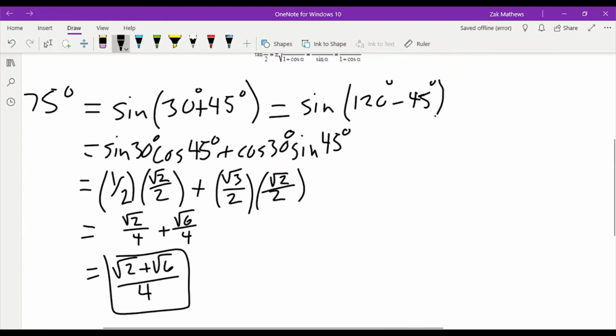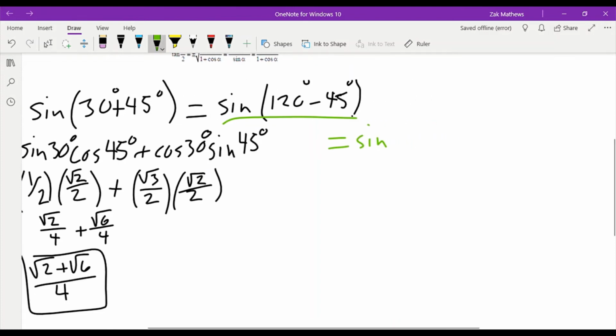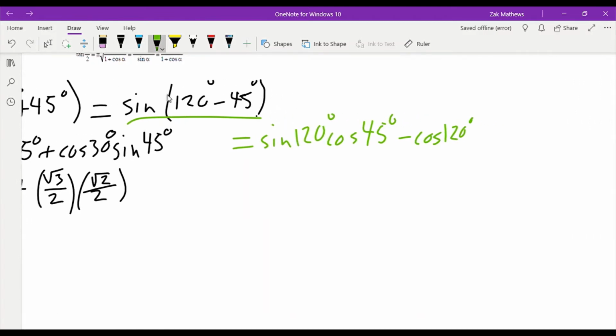Now, we said just a second ago, it should work out to be the same as if I'd done the 120 minus 45. And again, infinitely many possibilities we could use here. So let's see what happens when we do this portion in green. So we get sine of the 120 cosine 45. Then we're going to have this time the minus. We'll have a cosine of 120 sine of the 45.